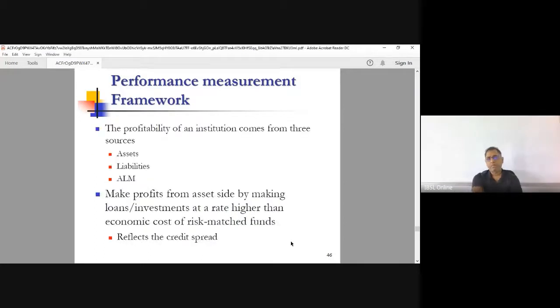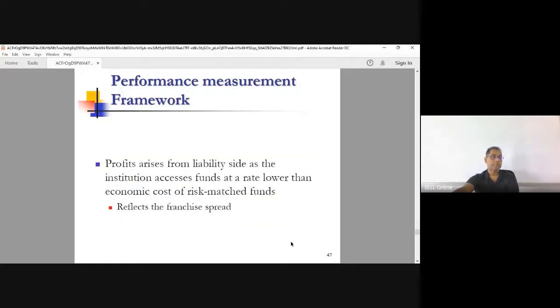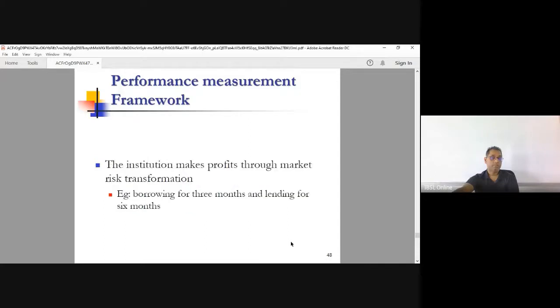The next slide talks about where the profitability comes from for a company. It comes from three sources: your assets, your liabilities, and how you manage them. The other one is pretty basic. It talks about your credit spreads being higher, which is how you make money on assets, and then raising liabilities at the lowest possible rate so that you have a higher return there.